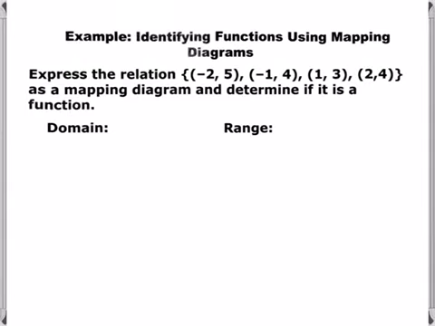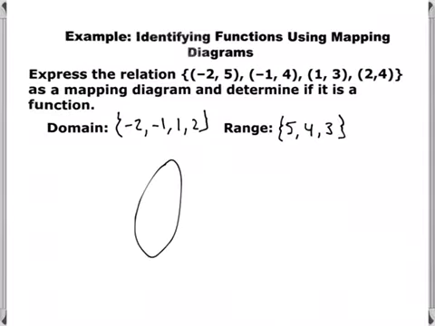All right, again, we want to express the relation (-2, 5), (-1, 4), (1, 3), and (2, 4) as a mapping diagram and determine if it is a function. So let's just go ahead and list out the domain and range again. So -2, -1, 1, and 2 is our domain. Our range, or our y values, is 5, 4, 3, and then 4 repeats, so we don't have to list it again.